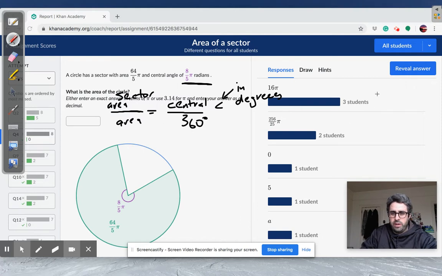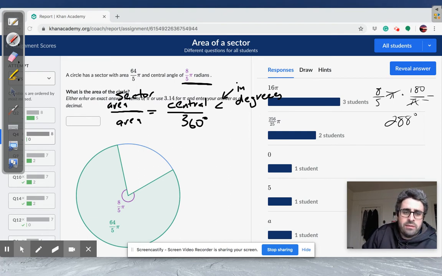So I'm going to do that over here. The conversion for radians to degrees is to multiply by 180 over pi. So these pi's will cancel out because one's in the numerator, one's in the denominator. So it'll be 180 times 8 divided by 5, which is 288. So the central angle is 288 degrees.